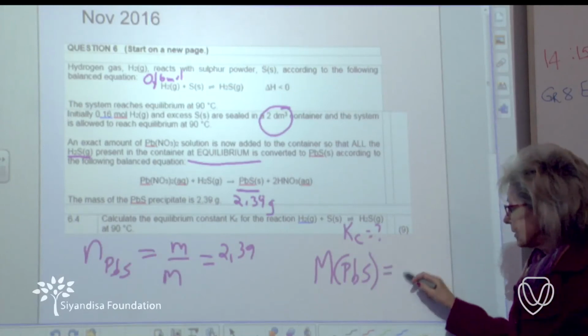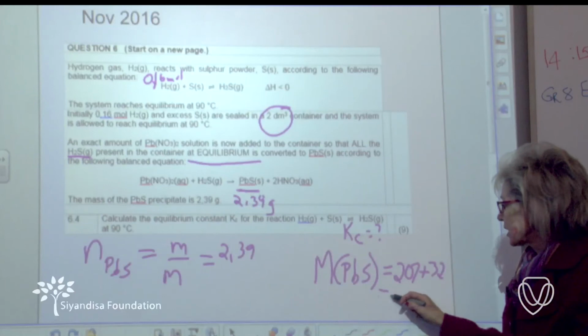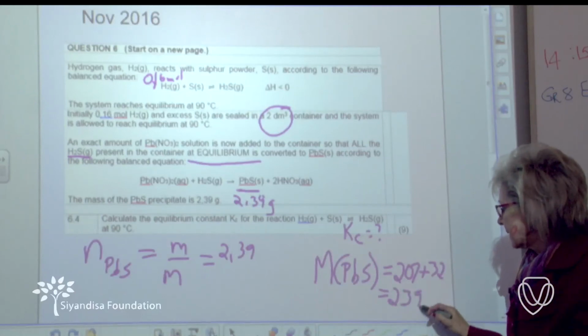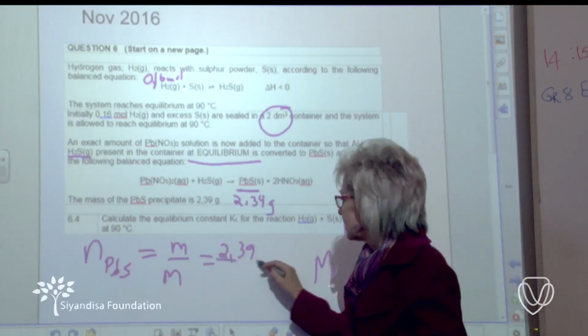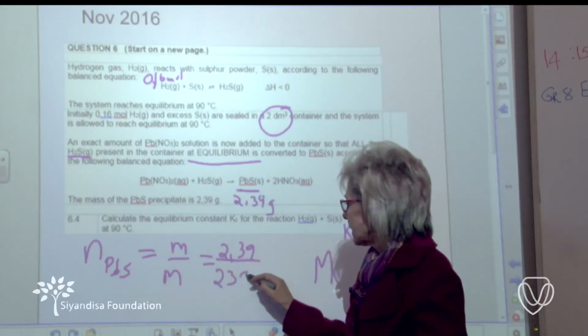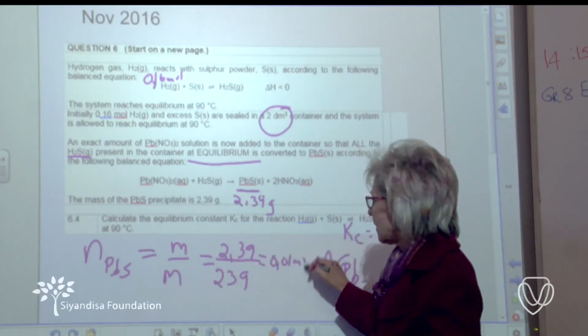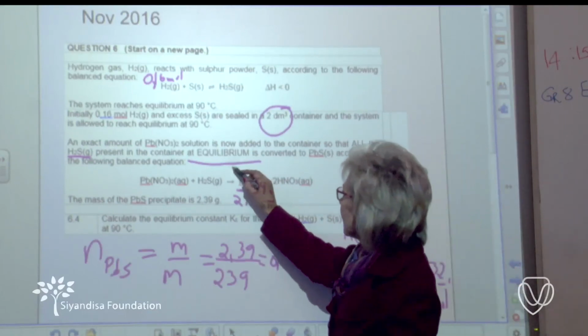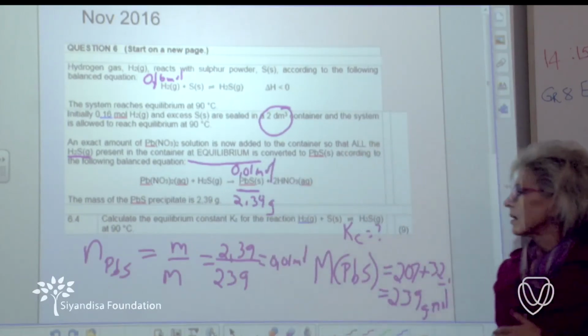You look it up on the data sheet, 207 plus 32, which gives us 239 gram per mole. That is then substituted into there, 239, and that gives us 0,01 mole of PbS. So for this one, I've got 0,01 mole. Okay? Now the question is, so what?